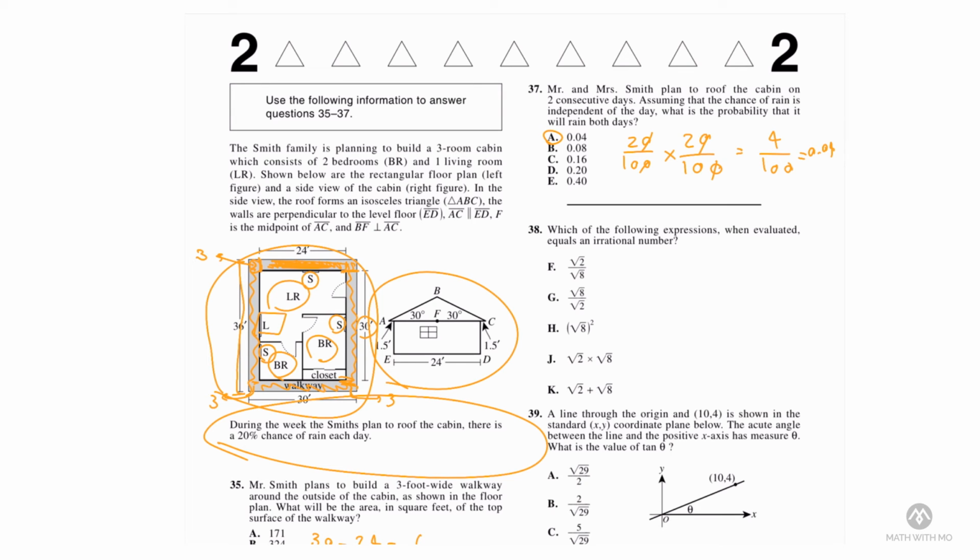Alright. Which of the following expressions, when evaluated, equals an irrational number? Alright. So an irrational number is a number that you cannot show by a quotient or by fractions. Usually something that is under the radical will be irrational. Now I want to just show you this one.